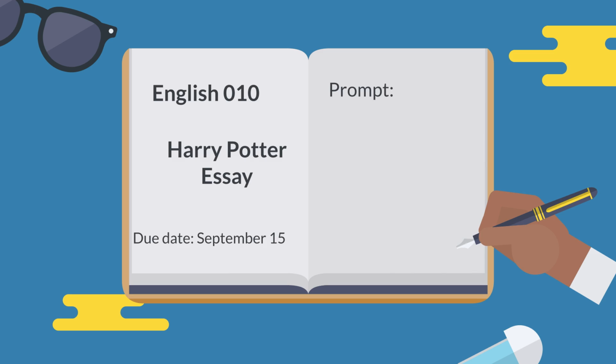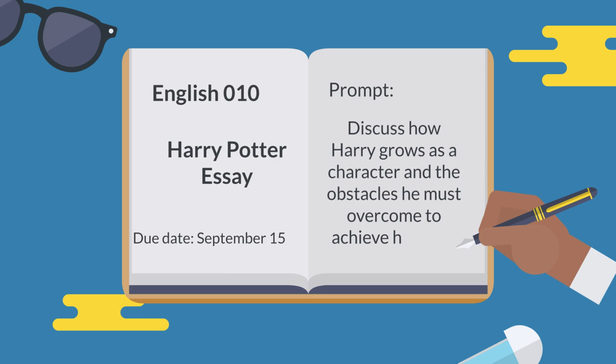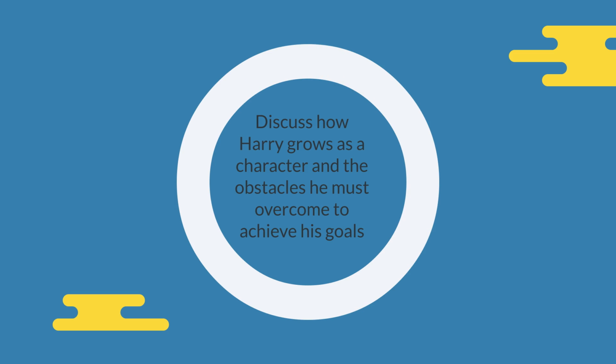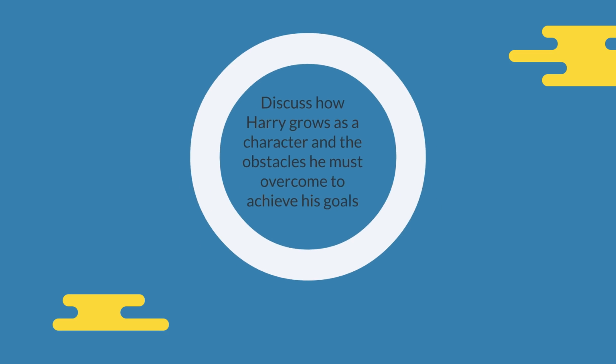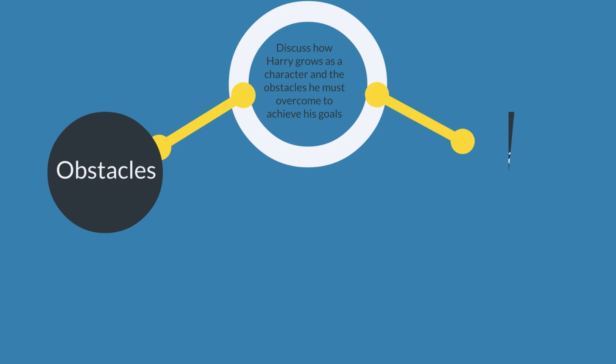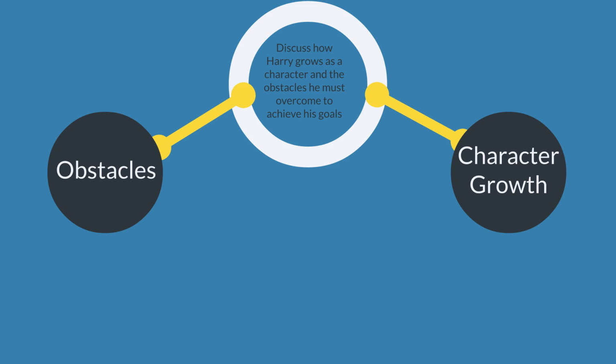Our prompt might be something like, discuss how Harry grows as a character and the obstacles he must overcome to achieve his goals. We might start our mind map like this. This is a pretty broad question. To avoid feeling overwhelmed, let's break it down into smaller pieces. Now we can focus on each part of the prompt separately. This will help ensure that we respond to all parts of the prompt. From here, we can freely associate and start making connections.